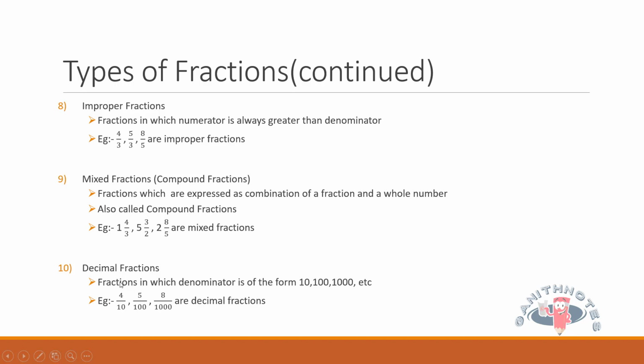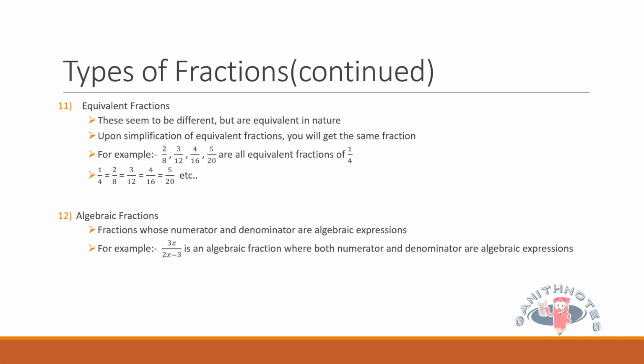10th type of fraction is decimal fractions. The fractions in which the denominator can be represented in the form 10, 100, 1000, etc. come into the category of decimal fractions, which means that the denominator is a power of ten. 10, 100, 1000, 10,000, anything of that sort belongs to decimal fractions. For example, 4 by 10, 5 by 100, 8 by 1000 all belong to decimal fractions.